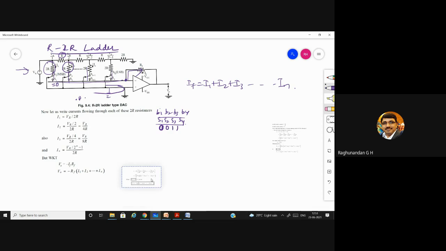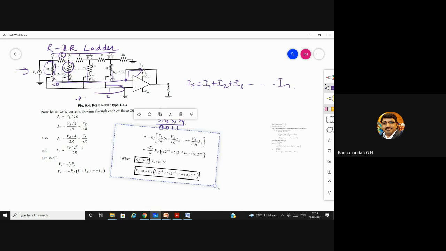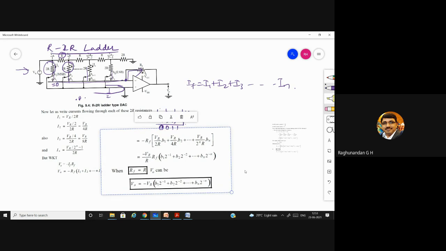After this, we are going to substitute the values. VR by 2R, V1, V2, like that. Take RF common, and if RF is equal to R, then V0 becomes minus VR, V1 to the power of minus 1, V2 to the power of minus 2, like this. So this is how we are going to find the analog equivalent of a given digital input by using R to 2R ladder.